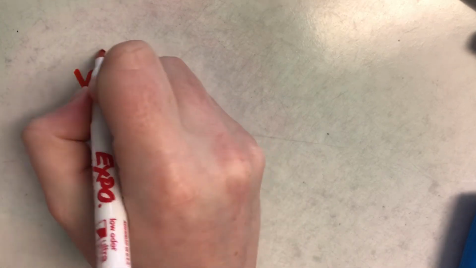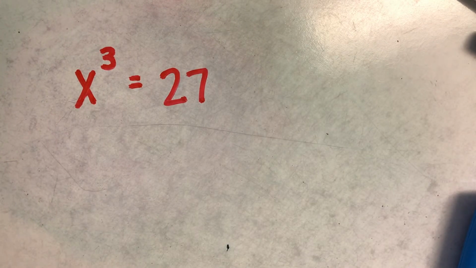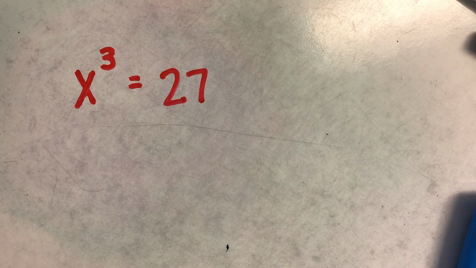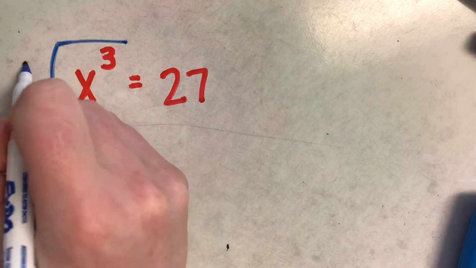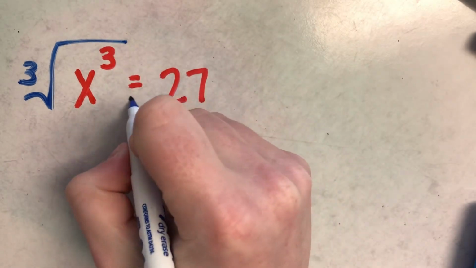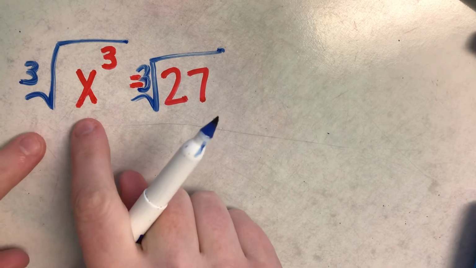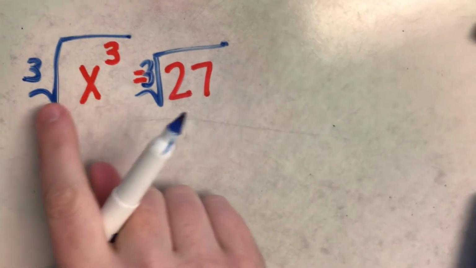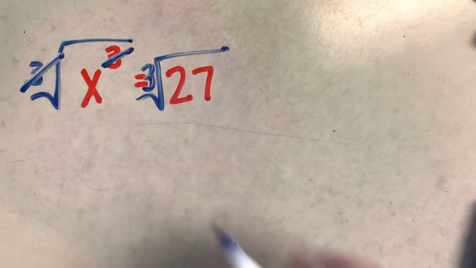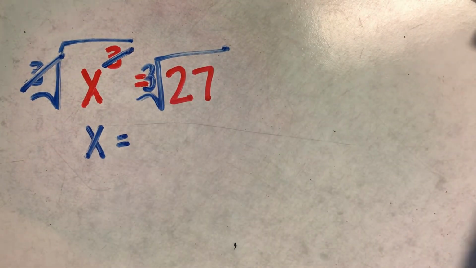So I'm going to have x cubed equals 27. Now to get rid of an exponent that's to the second, I take the square root. If I have an exponent to the third, I need to take the cube root. That's all that's going to cancel it. So whatever I do over here, I need to do over here. So I will also take the cube root. Now, just like the last one, these cancel. So my exponent, my cube root, those are gone. I'm left with x.